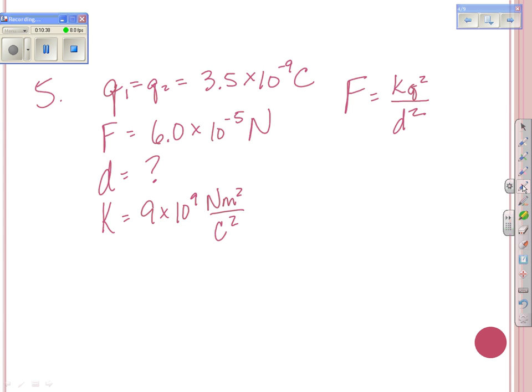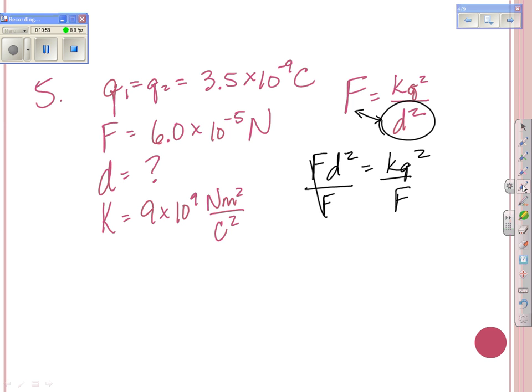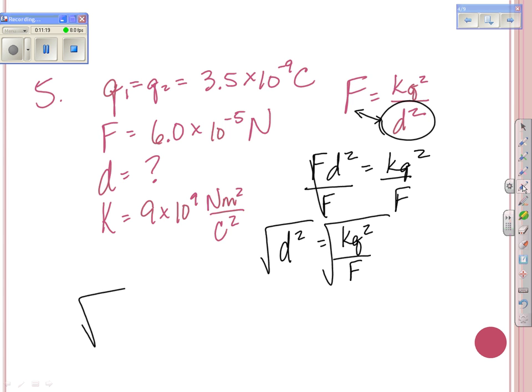Don't forget the squared. But this time I need to solve for the D that's here on the bottom. If that's the case, then I'm actually going to have to cross multiply first, which will give me FD squared equals KQ squared. I'll have to divide by F to isolate my variable. I'll now have D squared equals KQ squared divided by F. And to get D squared by itself, I'll have to take the square root of both sides. This is very similar to number 3 and 4, except again, I'm looking for my denominator instead of one of my numerators. So now I'm going to plug in what I know.